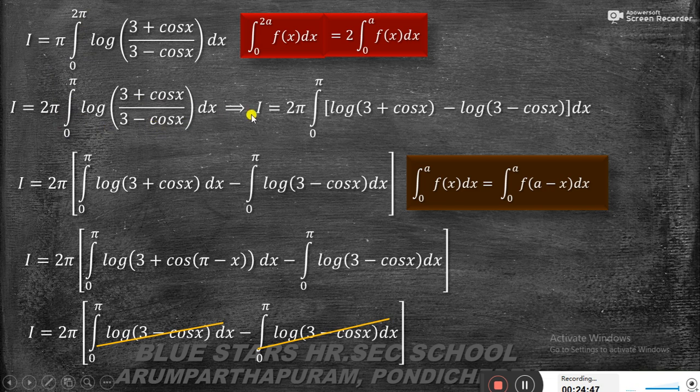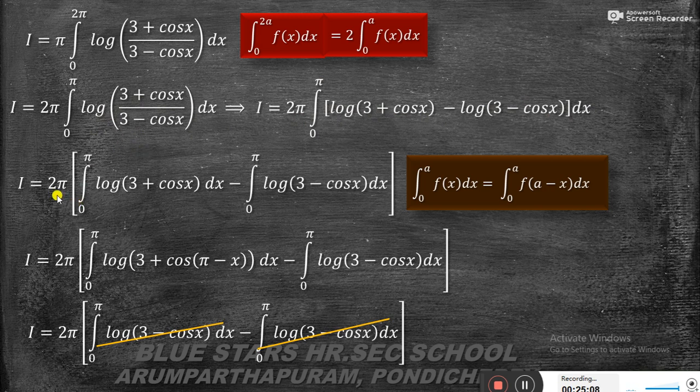In the next step I write I equals 2 pi times the integral 0 to pi. I take the log of the numerator minus the log of the denominator, separately. So I write it as 2 pi times the integral 0 to pi of log of (3 plus cos x) minus log of (3 minus cos x) into dx.